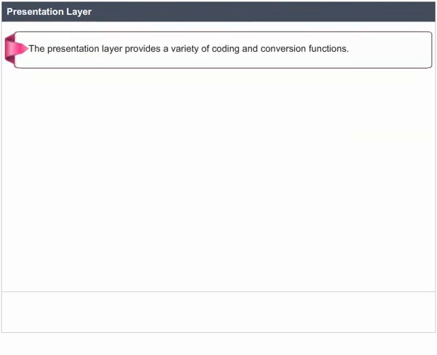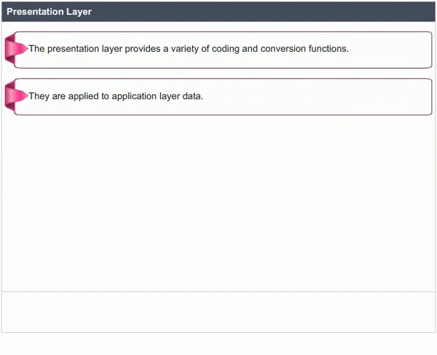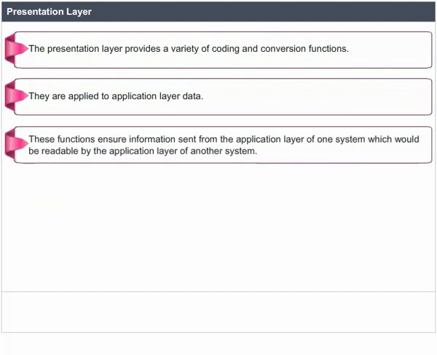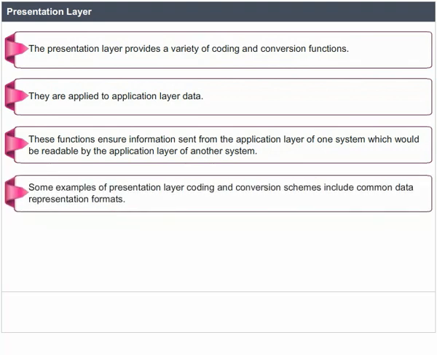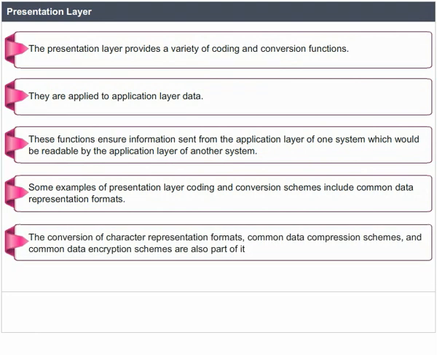Presentation layer. The presentation layer provides a variety of coding and conversion functions. They are applied to application layer data. These functions ensure information sent from the application layer of one system would be readable by the application layer of another system. Some examples of presentation layer coding and conversion schemes include common data representation formats, the conversion of character representation formats, common data compression schemes, and common data encryption schemes.